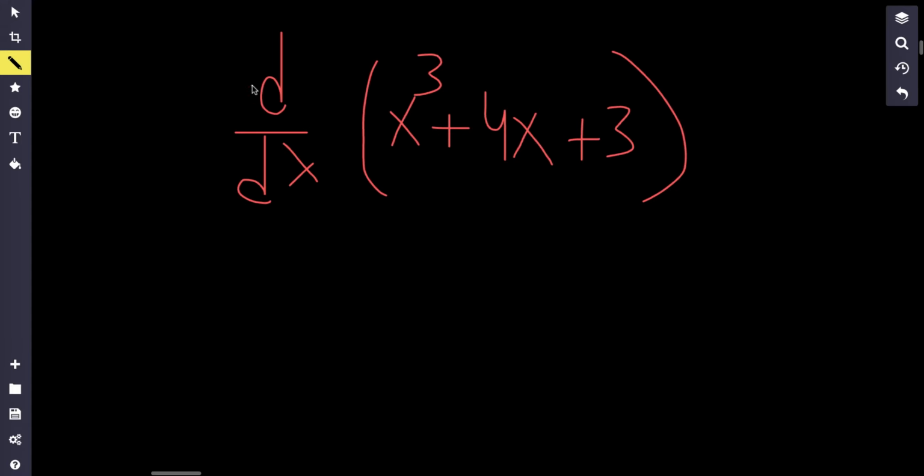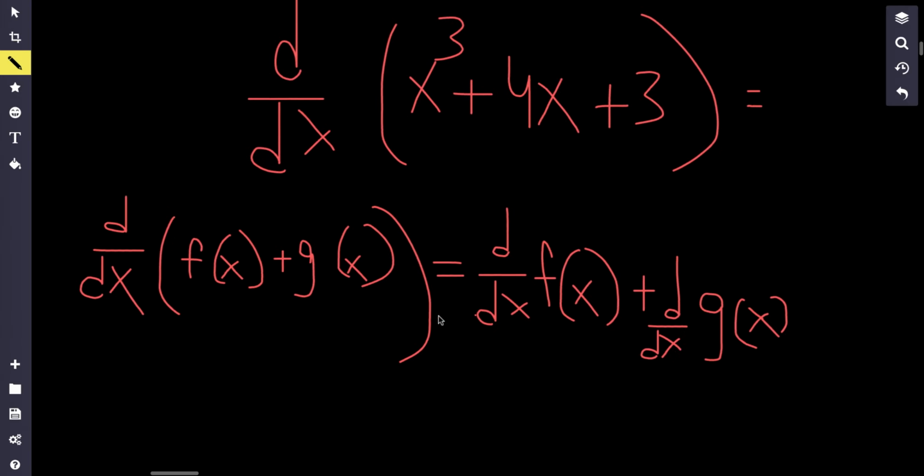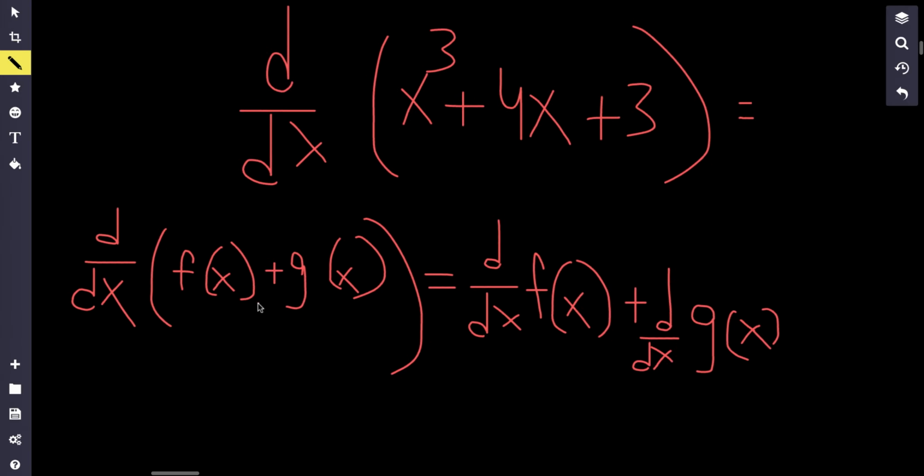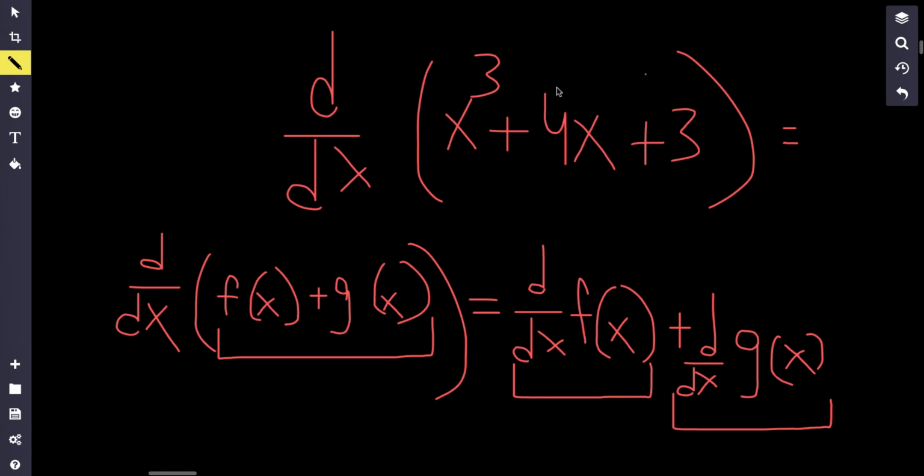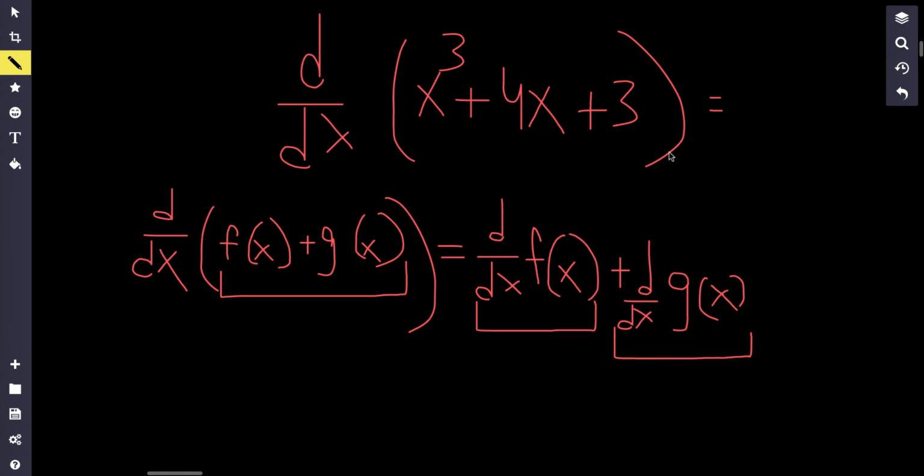Let's say we have the derivative of x to the third power plus 4x plus 3. How do we solve this? Well, one thing to know is that the derivative of a sum is equal to the sum of the derivatives of the individual components. So in this case, I can actually break this up into 3 different parts.